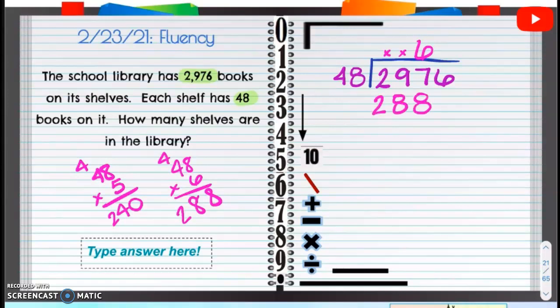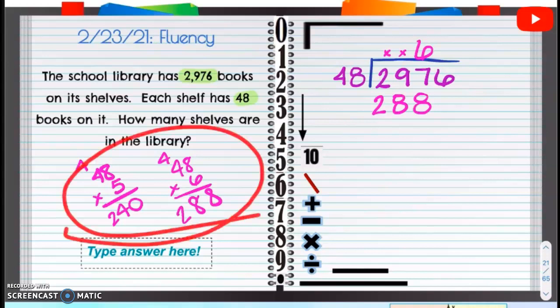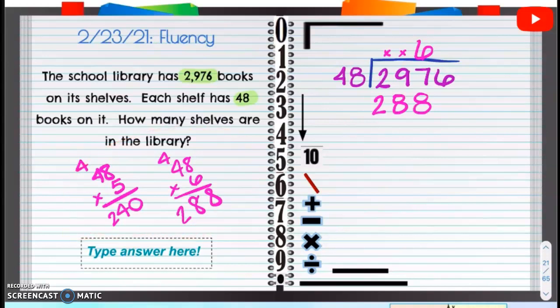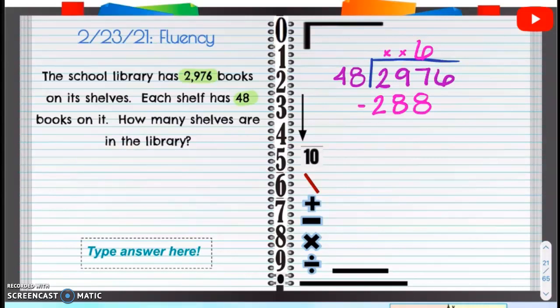Perfect. So see how we had to do some trial and error here? That's good. All right, now let's subtract. 7 minus 8. Oh, we can't do that.